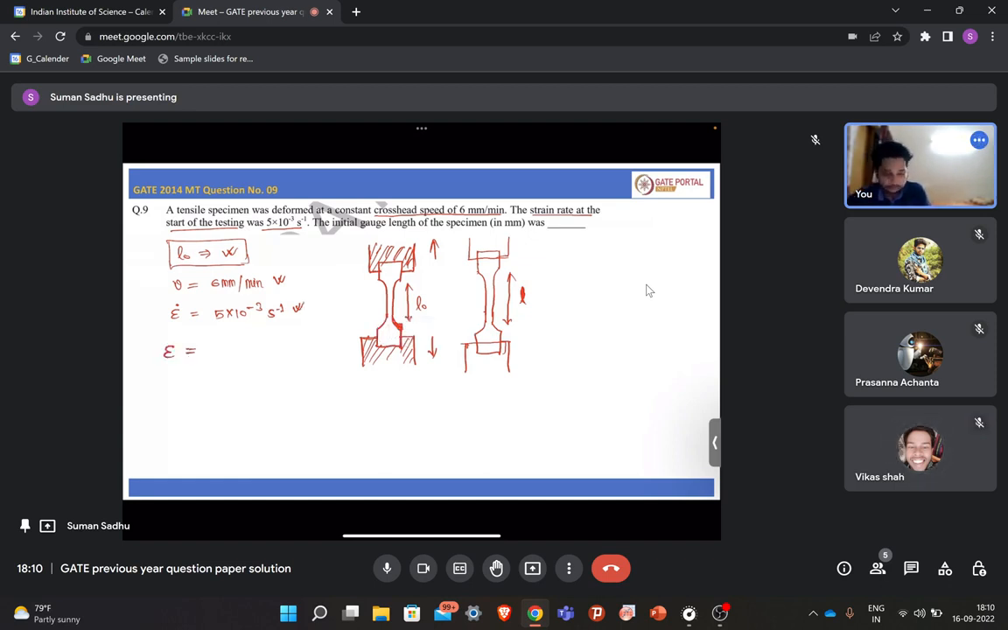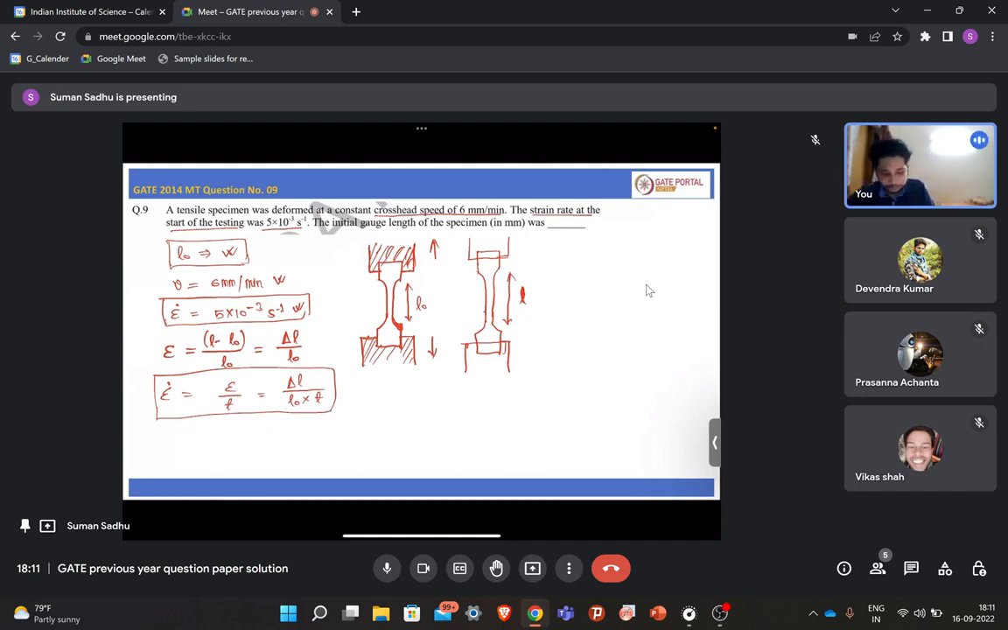Strain epsilon is L minus L naught divided by L naught, or you can write delta L by L naught. So this is strain, but strain rate is given to us, not strain. Strain rate is change in strain per unit time, that is epsilon dot, which you can write as epsilon by t. So epsilon dot is delta L by L naught into t, right? So we can write strain rate in terms of L like this.